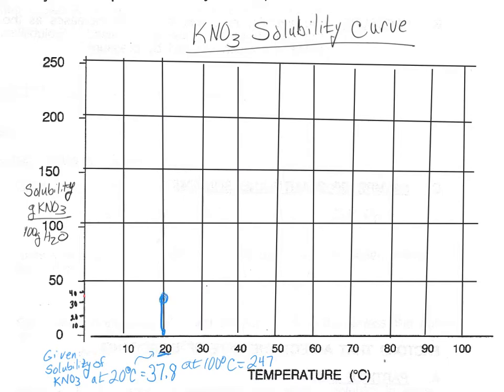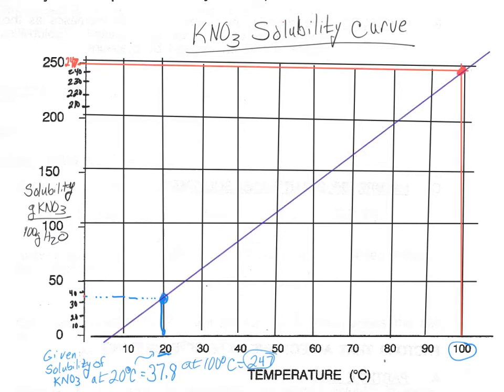And we see the solubility of KNO3 at 100 degrees Celsius is 247 grams of KNO3 per 100 grams of water. We look on our chart at 100 degrees, we rise up until we get to the 247, and now we're going to connect those dots, which gives us the solubility curve for KNO3 in water.